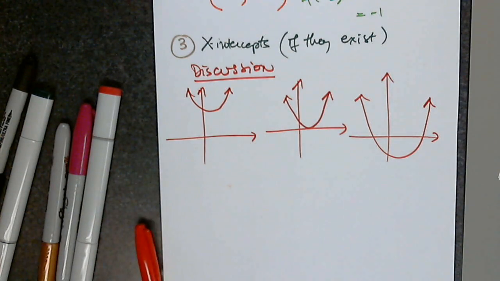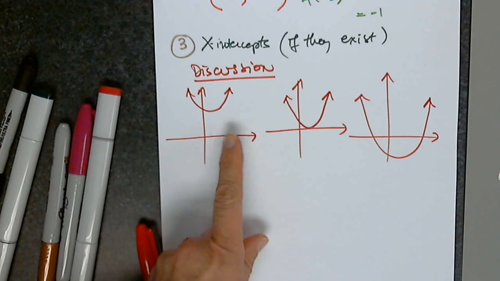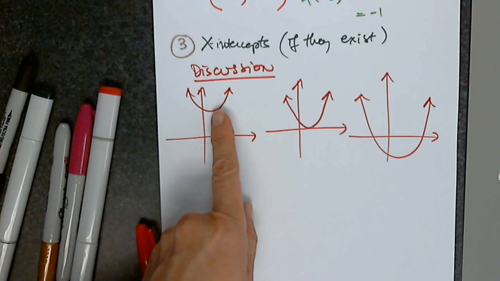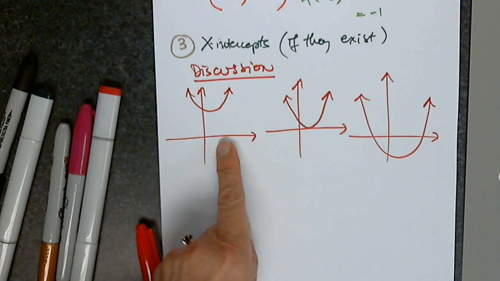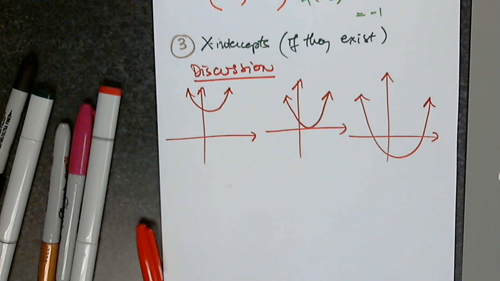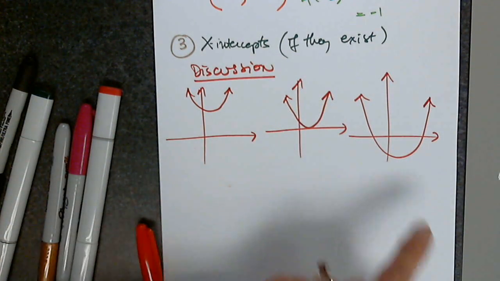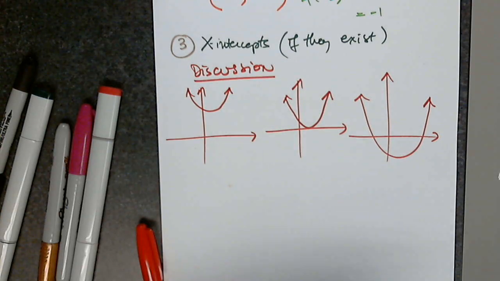Does this remind you of anything that we discussed today? How many solutions are here, or how many times does the parabola intersect the x-axis? How many x-intercepts does it have? None. Very good. How many does it have here? 1. However, it's a double solution, right? Because it's quadratic. And how many here? Two distinct real solutions. Does this ring a bell? What is it?